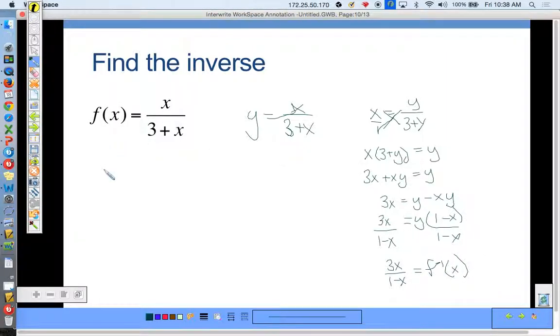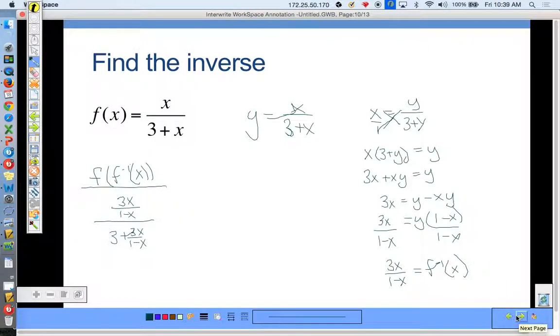Now to double check and see this, remember we have to do the composition of f with our inverse. So in our outside function here, oh, this one's going to get a little messy to check. We need to replace our x with 3x over 1 minus x, divided by 3 plus 3x over 1 minus x. And then we have to simplify. And this one is a mess. I think we're going to go back and take a look at the example before.